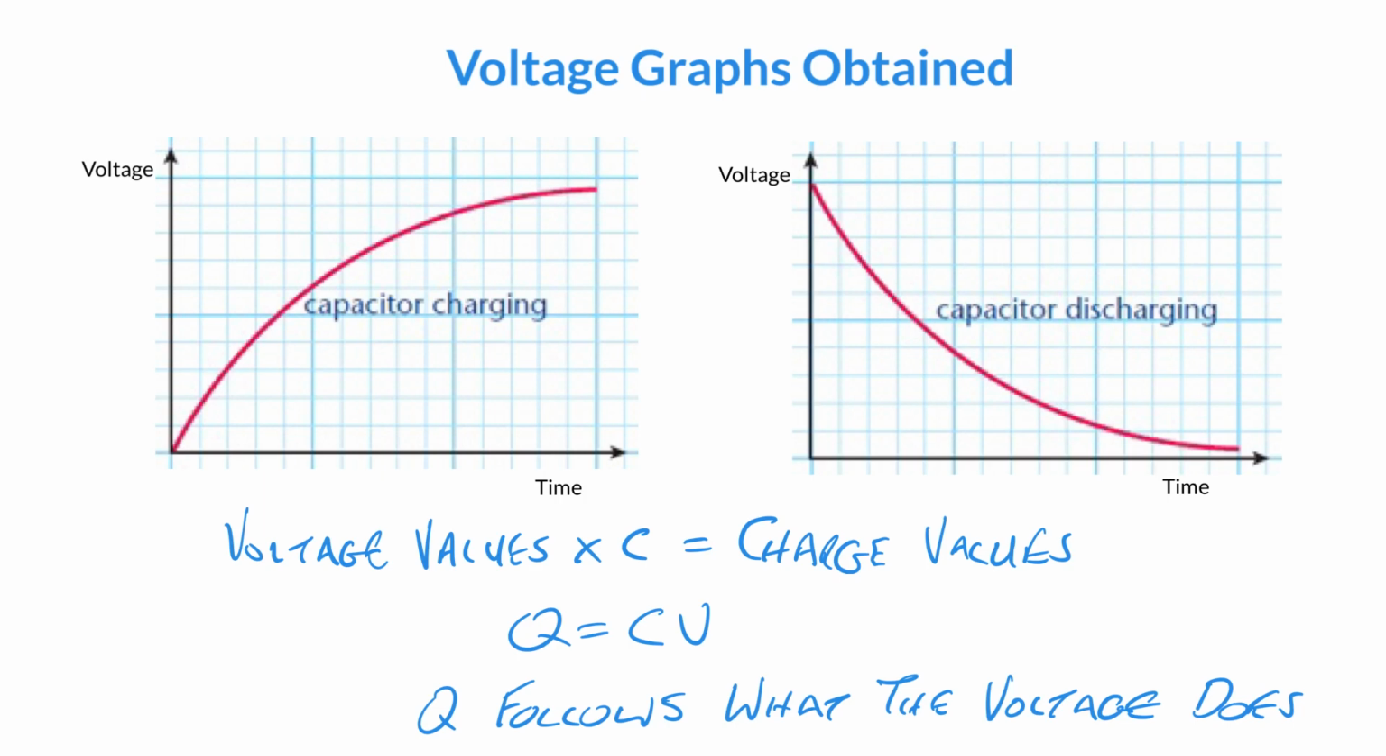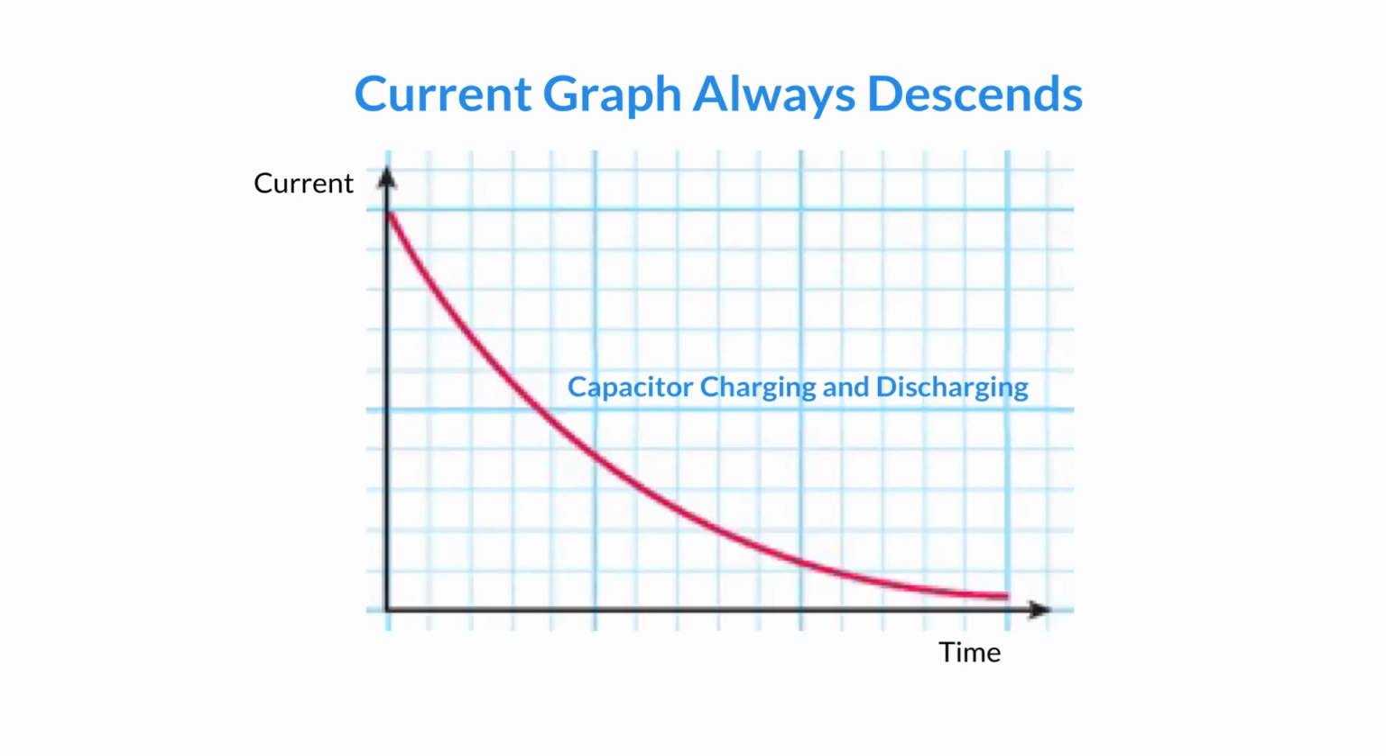So you could replace the voltage axis with a charge axis and the graphs would look the same. They might have slightly different scales, but they would be the same shape. So the voltage graph and the charge graph are always doing the same thing because they're proportional, because Q equals C times V. Now the current graph is unique because it always descends. It doesn't matter whether you're charging or discharging, current always starts high and ends up low. So although the voltage is rising during the charging phase, the current's falling.